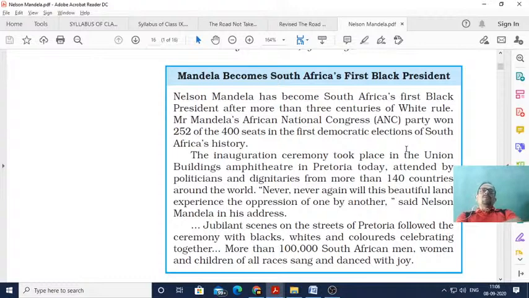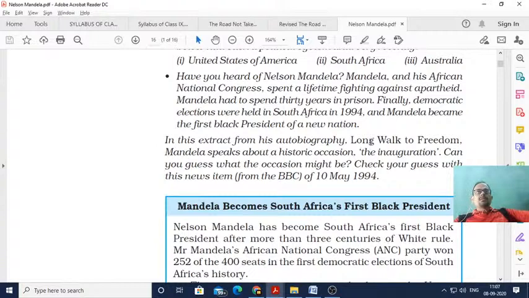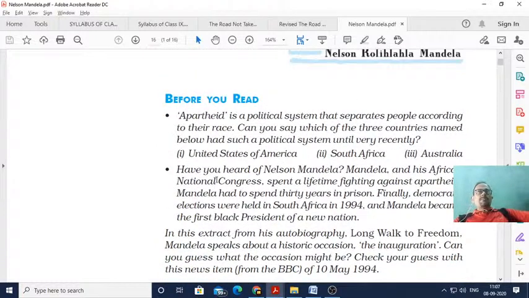Anyway, Nelson Mandela was South Africa's first black president, and he belonged to a political party in South Africa called the African National Congress. So dear students, Nelson Mandela was a fighter in the sense that his country was ripped apart by a political system called apartheid. Apartheid is a political system that separates people according to their race.